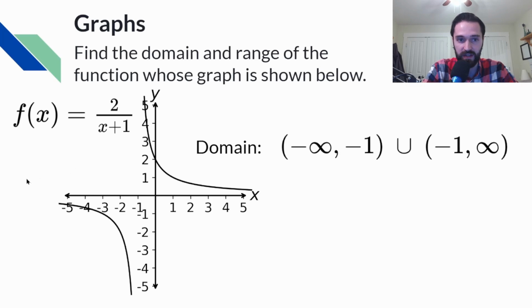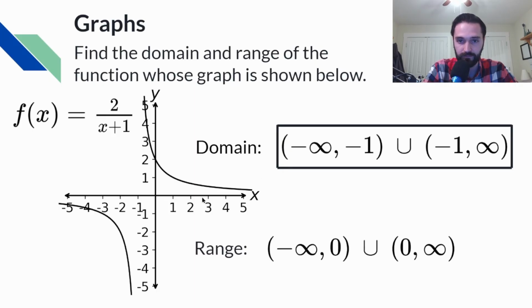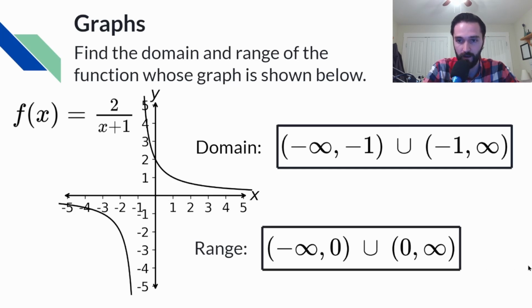So the domain is everything from negative infinity up to negative 1, union everything from negative 1 up to infinity. And the range, we have something similar going on. We have everything from negative infinity up to 0, union everything from 0 up to infinity. This graph never actually touches the x-axis. It never touches the line y equals 0. So 0 is excluded from the range. So this is our final answer.